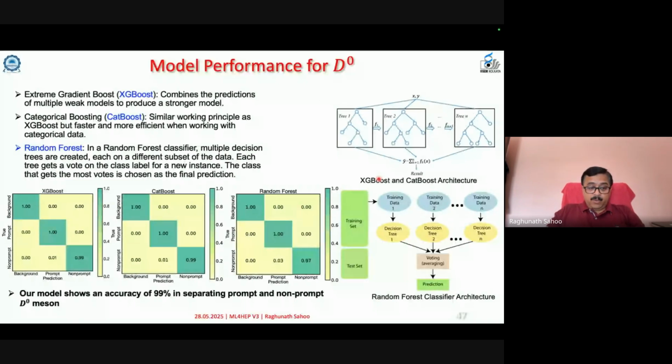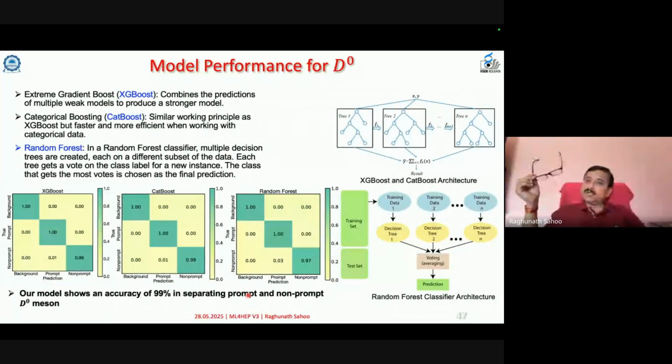What I found is our model shows accuracy of 99% in separating prompt versus non-prompt D0 measurement. And again, I should remind you that what we followed so far is the track level properties, no cocktail fitting, no background subtraction. So this puts machine learning on a higher footing compared to the earlier methods. Believe me, when we published our first paper during 2021, when I was a scientific associate, when I discussed that we have this paper, nobody took it seriously in 2021.